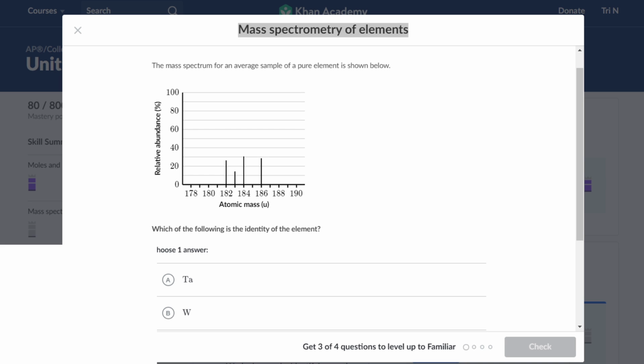So when we look at this graph over here, we can see that 184 has the highest relative abundance, and somewhat less than 184 is the average. If we look at this graph, the average atomic mass would be less than 184, because if we compare 186 and 182 and 183, we have more 182 and 183 than 186. When we take the average, it would lean toward less than 184. That would be the atomic mass.